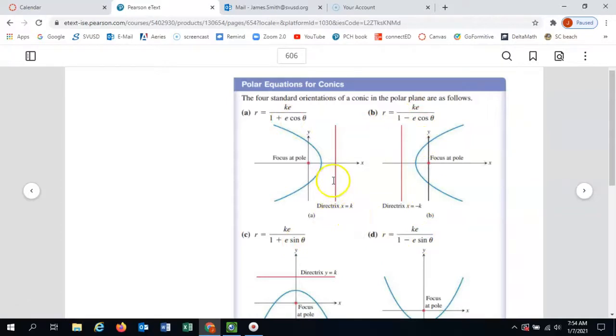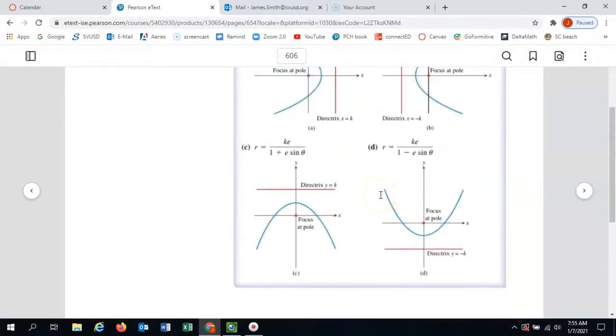So if your directrix is vertical, in other words, your directrix is x equals a number, whether it's on the positive side or it's on the negative side, when it's x equals a number, then we know we're looking at something that is opening left and right. And so if your graph is opening left or right, we're going to have the cosine involved. Remember, cosine relates to your x's. It relates to things that go left and right.